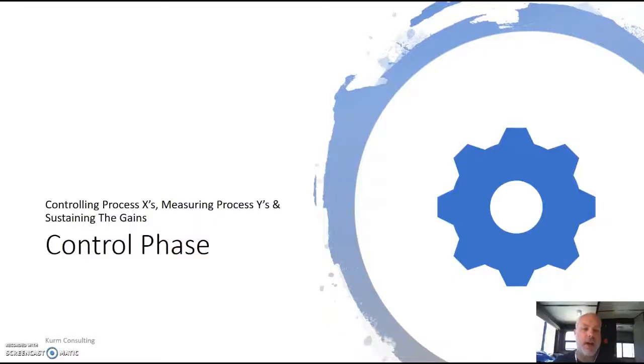Welcome to the final phase of your DMAIC methodology called the control phase. And we're going to look at controlling process X's, measuring those process output Y's, and sustaining the gains.